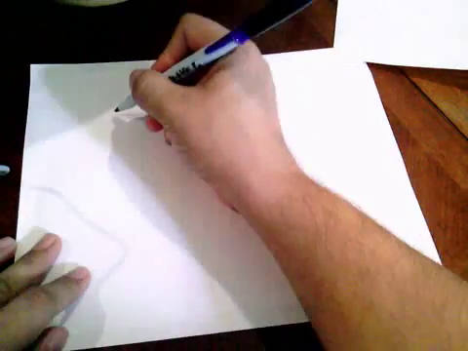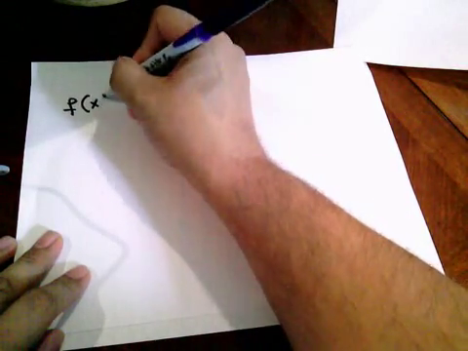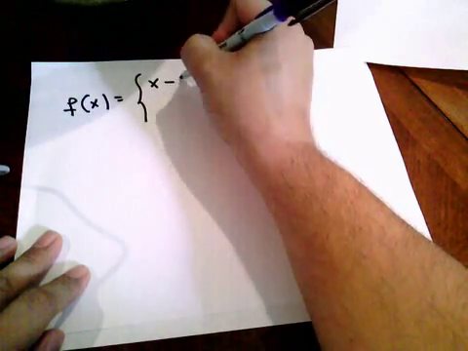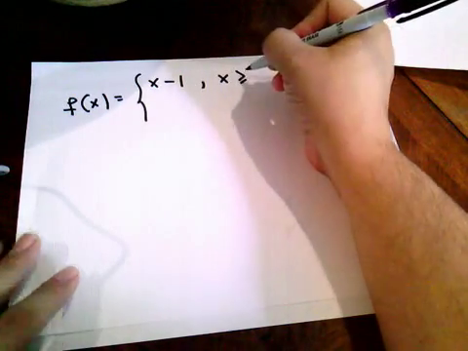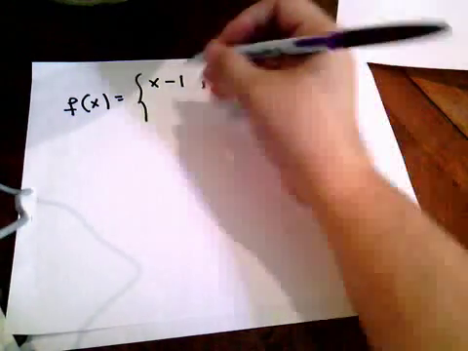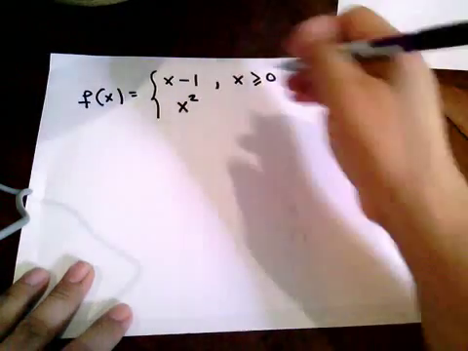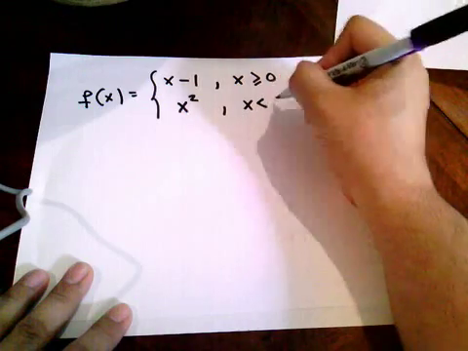So we're going to use f of x such that x minus 1 is used whenever x is greater than or equal to 0. And we have x squared whenever x is less than 0.